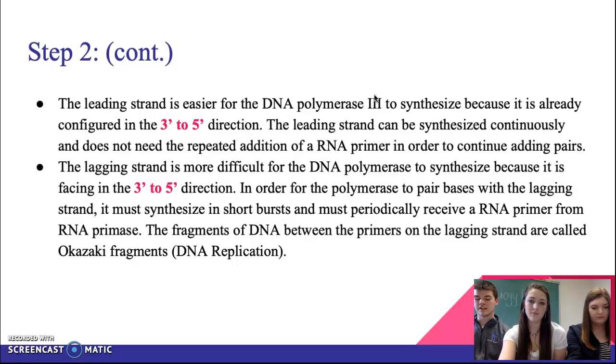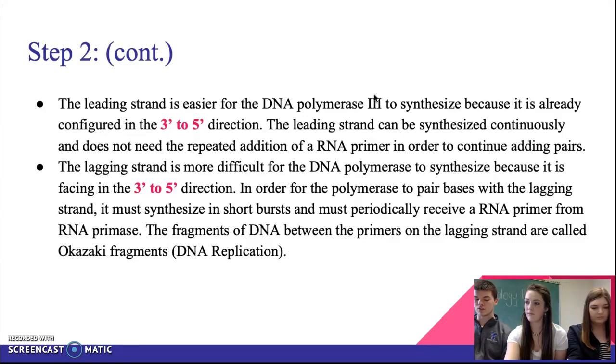Step 2. Leading and lagging strands, or elongation. In DNA replication, there are two strands that are important. They are the leading and the lagging strand. The leading strand is configured in the 5' to 3' direction, so it is easier for DNA polymerase III to synthesize. When the leading strand is synthesized, it does not have to stop and place down RNA primers because it is already oriented so that it can grow continuously at the 3' end as the replication fork opens up.